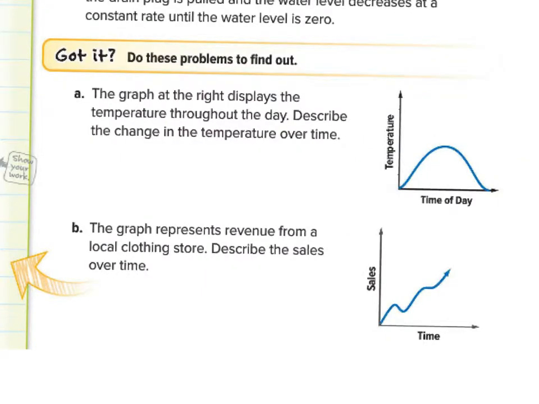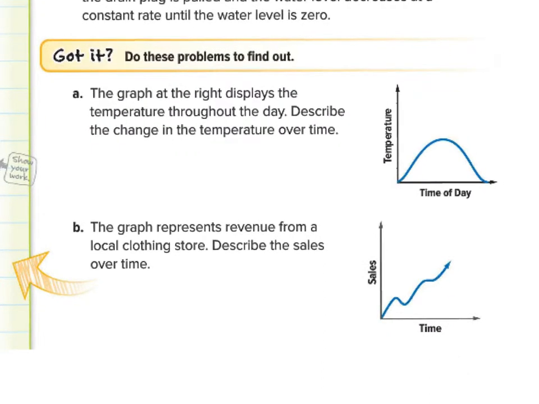Now let's practice these two together, okay? And essentially what we're going to do is describe. We're trying to describe by analyzing these qualitative graphs. The graph at the right displays the temperature throughout the day. Describe the change in the temperature over time.